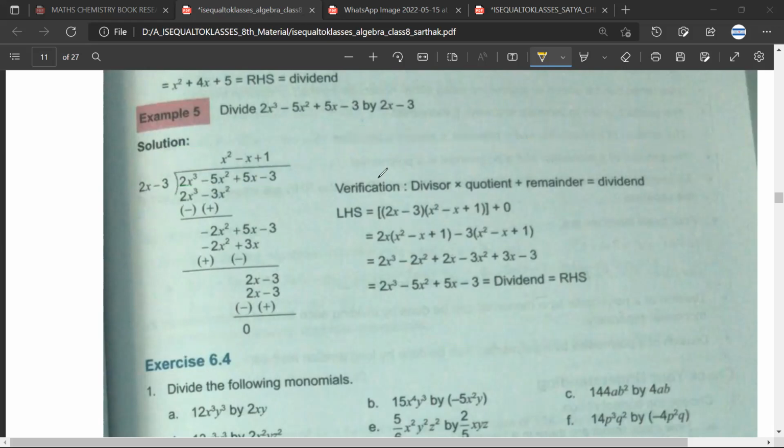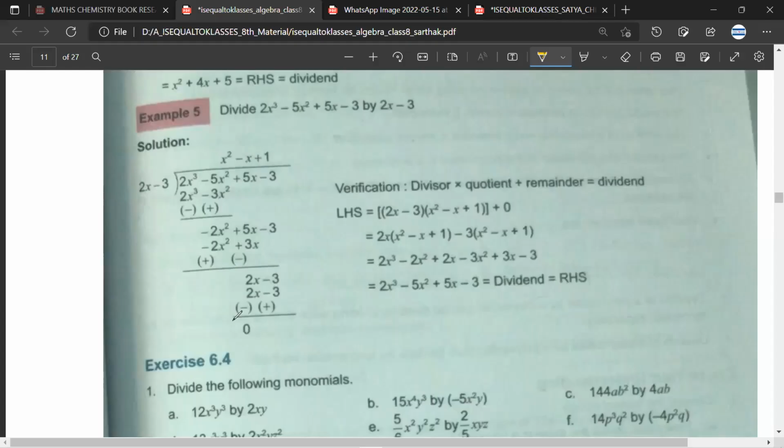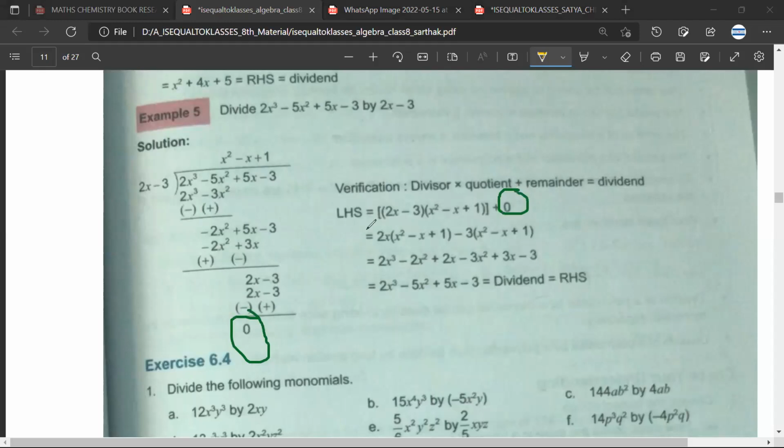Now, if you see the two examples that we have done, in the first example, we had a remainder which was positive. So we wrote a positive here. Did you see that? Yes, sir. In the second example that we did, there was a negative remainder. We just mentioned it here. Can you see that? Yes, sir. And if 0 is the remainder, then you just write it as 0. Do you see this? Yes, sir.